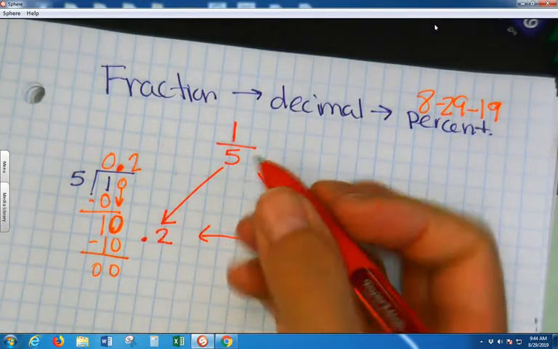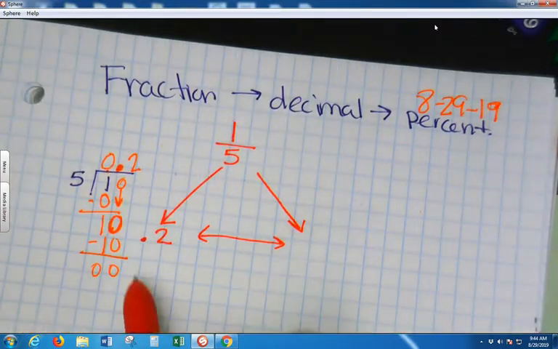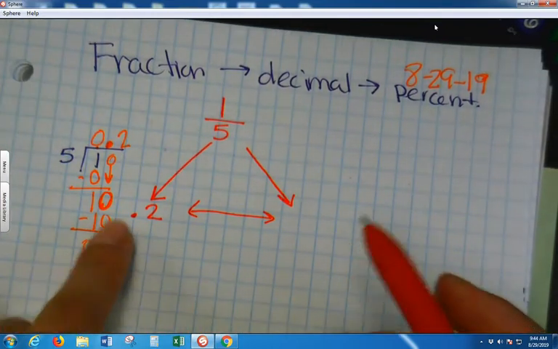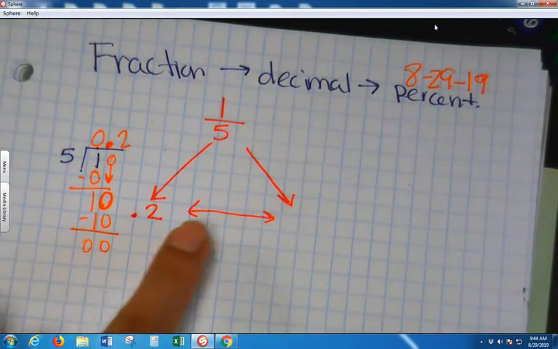I technically usually don't write the 0 on the front. Some of you are used to it, and that's perfectly fine. So this would be called my decimal. Now, who can raise your hand and tell me what would be my percent?